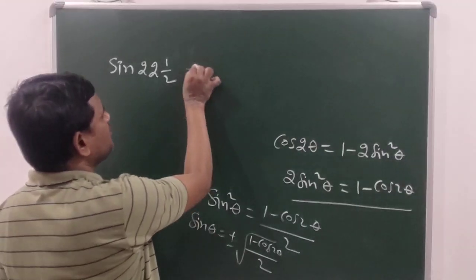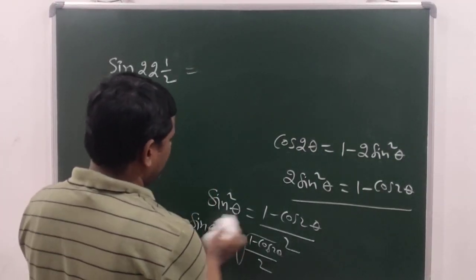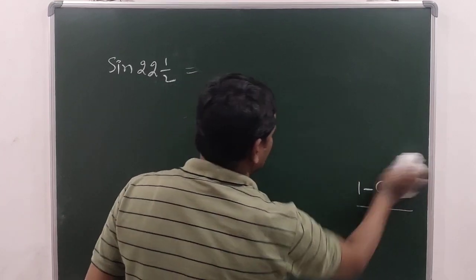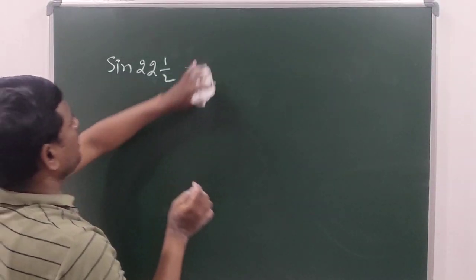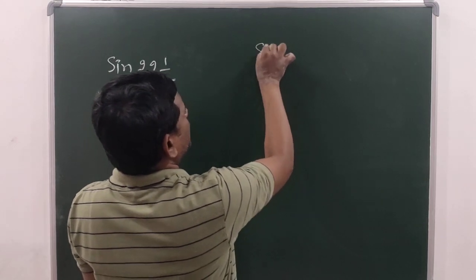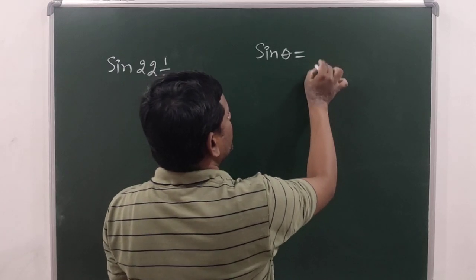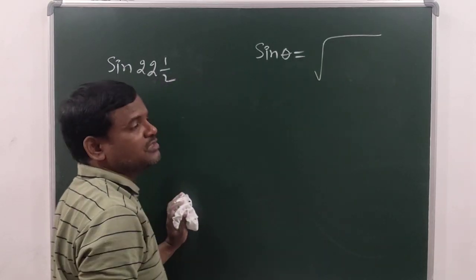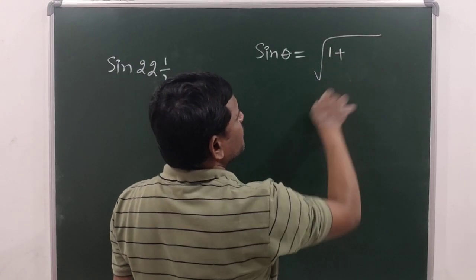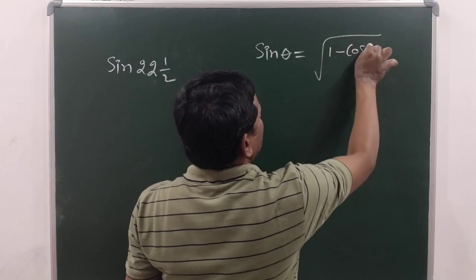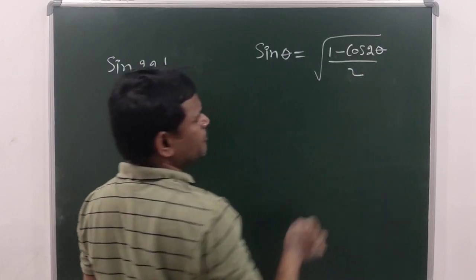Whether you have to take plus or minus depends on the angle. Your angle is 22 and a half, which belongs to the first quadrant. In the first quadrant sine is positive. So to find sine 22.5, what formula do I have to use? Tell me, students: sine theta is equal to square root of (1 minus cos 2 theta) by 2.